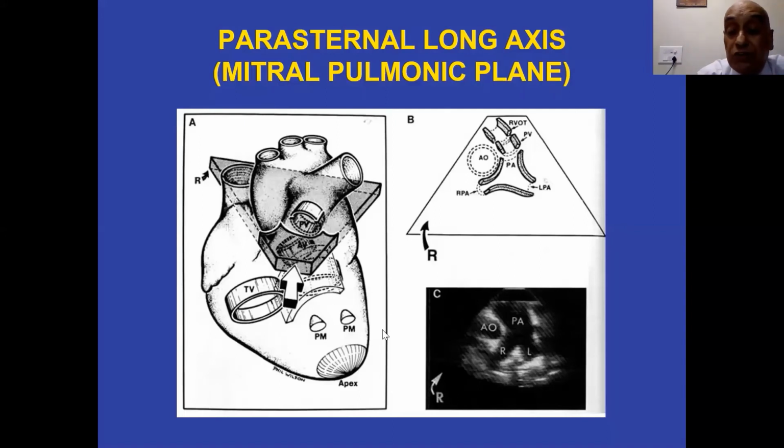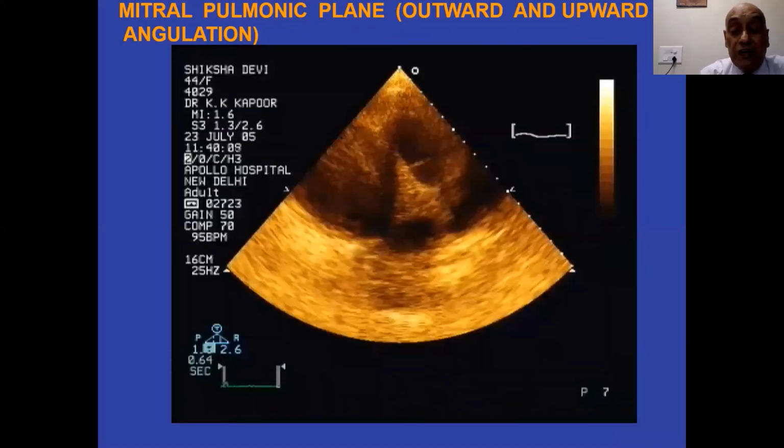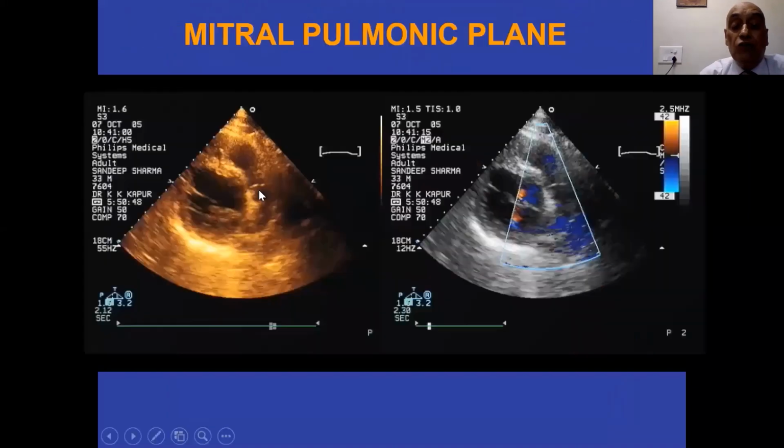Now this is at the 10 o'clock position, and you can see the RV outflow, the pulmonary valve, and you can see here that you're slightly tilted. You have slightly rotated towards the 11 o'clock position. This is the pulmonic valve, the outflow view from the parasternal position in the long axis. So this is one view.